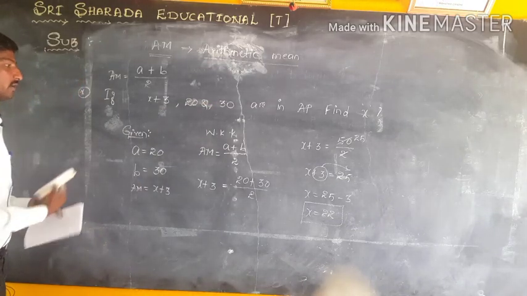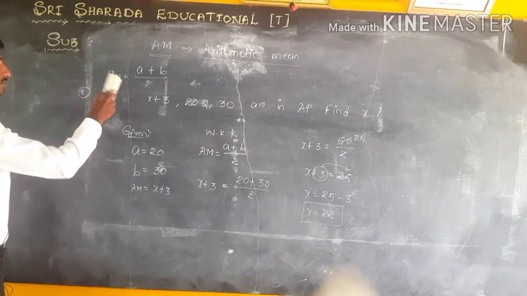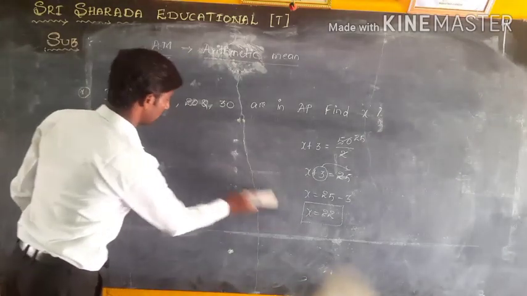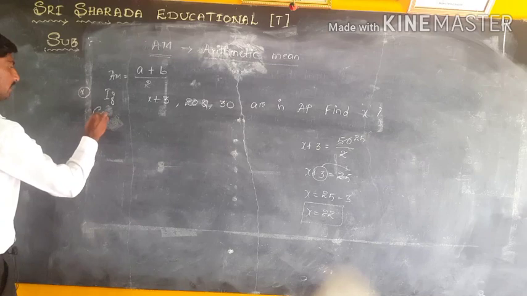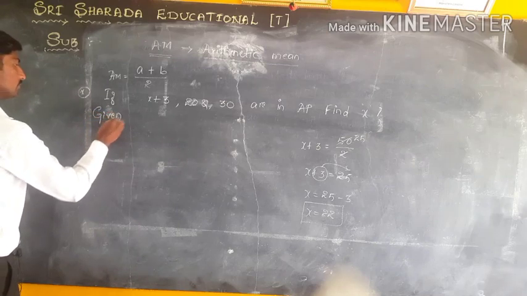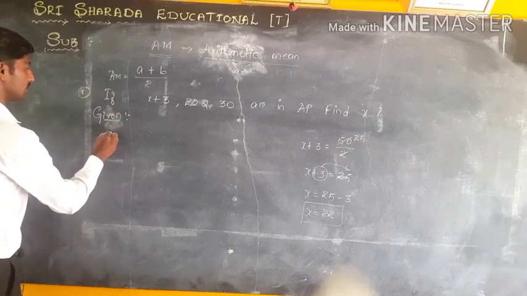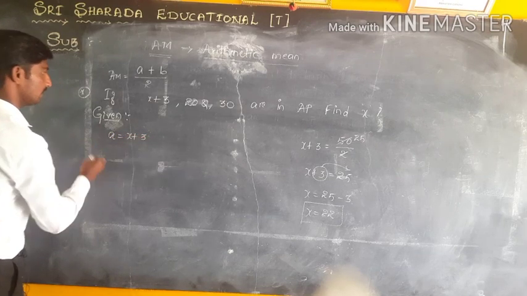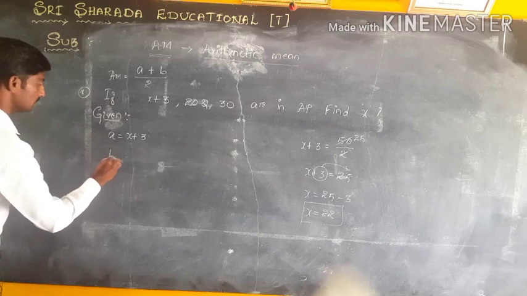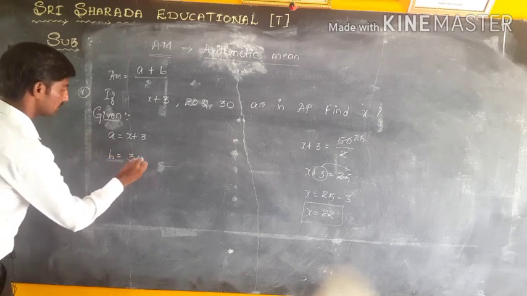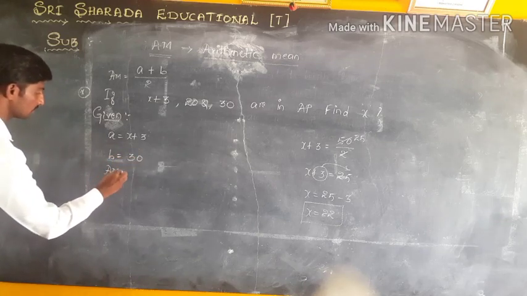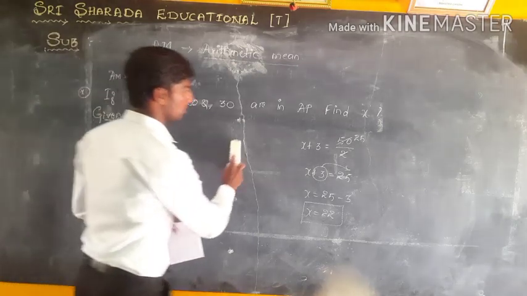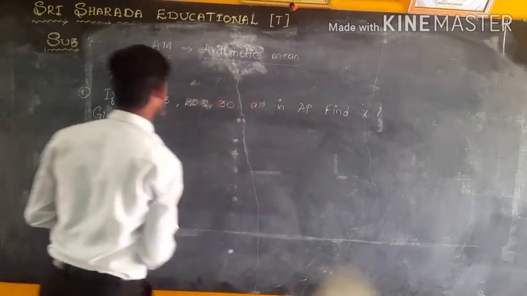See, here I have one more kind of problem. It also belongs to arithmetic mean only. Now here also write down the given data. What is given: A is equal to x plus 3 and B is equal to 30 and AM is equal to 20. Now just go for the required formula and solve it.